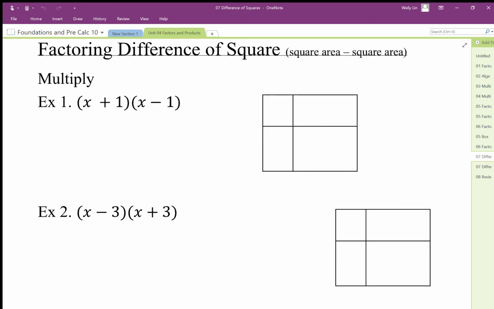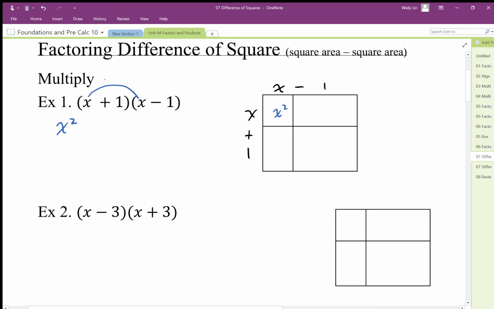When we multiply out binomials that are similar but opposite in symmetry, so here we have x plus 1, x minus 1, they have opposite symmetry. We end up with an interesting pattern. If I distribute this out, first times first, I get x squared. I should just write this out: x minus 1, x plus 1.